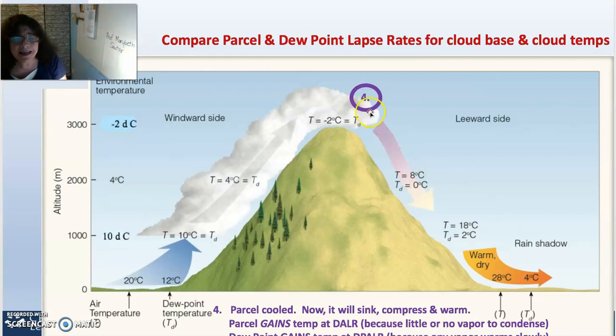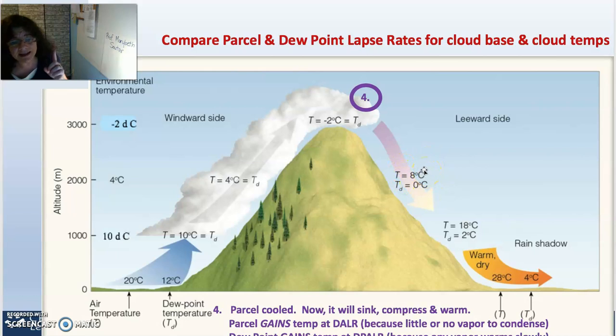We are now descending the Rockies using the dry adiabatic lapse rate of 10 degrees Celsius per 1,000 meters, except now we're adding temperature as we go down the other side. So -2 plus 10 equals 8 degrees Celsius at 2,000 meters.